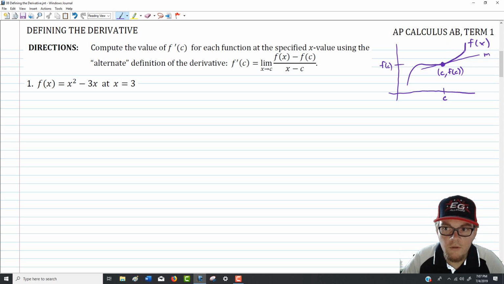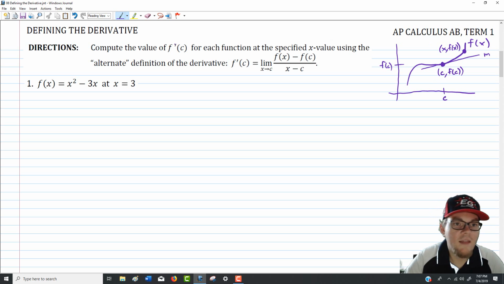In order to do that, what we do is we choose another point that's somewhere nearby, and in this case, we're going to call that point just a general point x comma f of x, because it's just another point on the curve. And what we're going to do is slowly take that point.